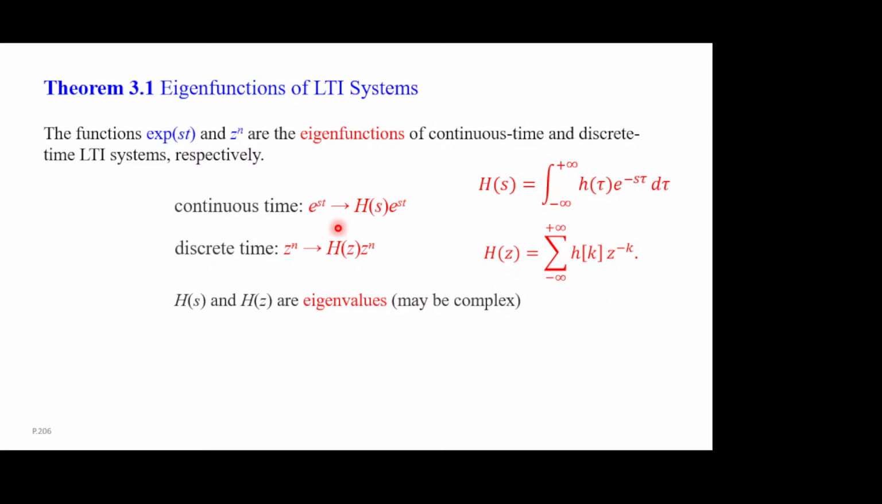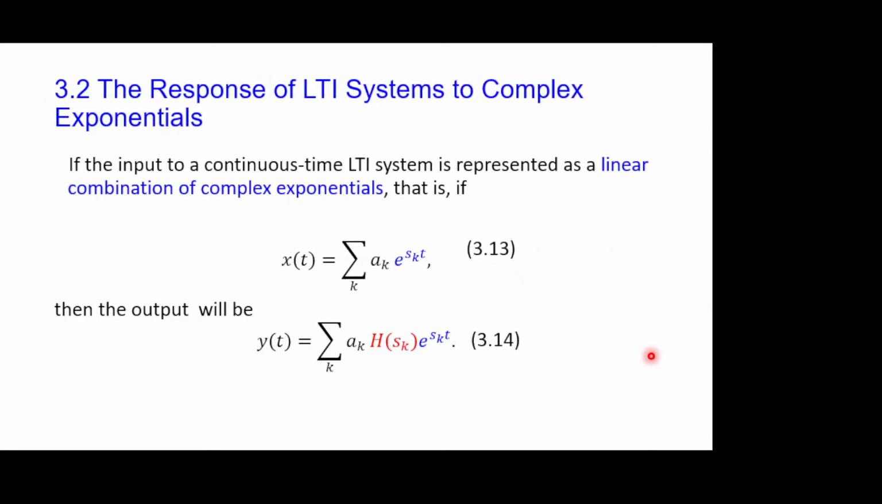Okay. And e to the st, z to the n are eigenfunctions, and big H of s, big H of z are eigenvalues. And a lot of things can be complex numbers. So s can be a complex number, z can be a complex number, and big H can all be complex numbers. Okay.